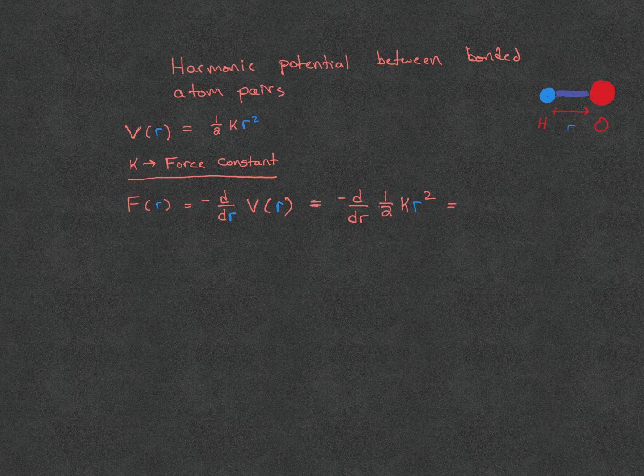So I need to again pull down this exponent, multiply everything by this exponent, and reduce the value of the exponent by 1 to take my derivative. And multiply the whole thing by -1. It's going to give me minus K times R. That's my force. So F of R for the harmonic potential is minus KR.